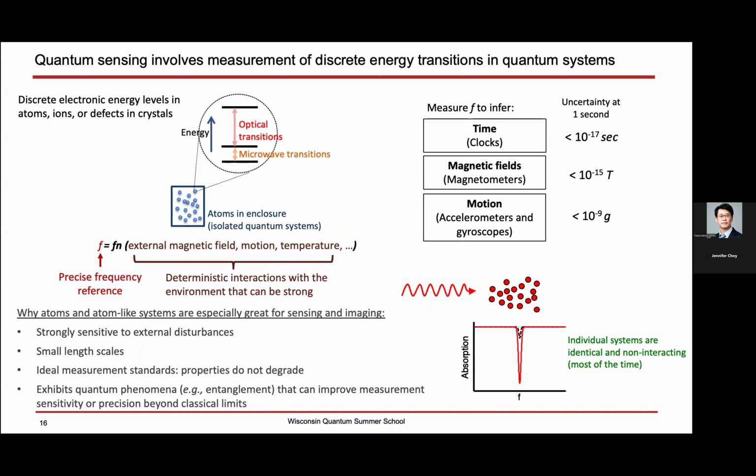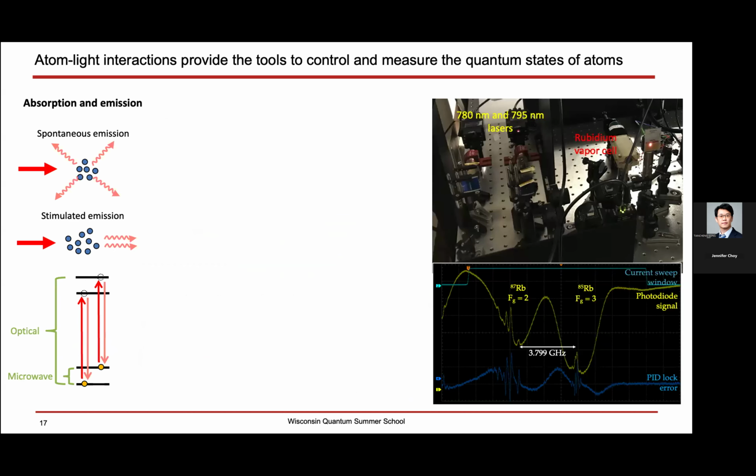The measurements we have to do to really take advantage of all of that typically involve optical measurements, because the way we measure atoms typically uses atom-light interaction. Let's talk about the processes of absorption and emission. You have these discrete energy levels, and you can send in resonant light. It will get absorbed, which corresponds to the electron being excited from ground state to excited state.